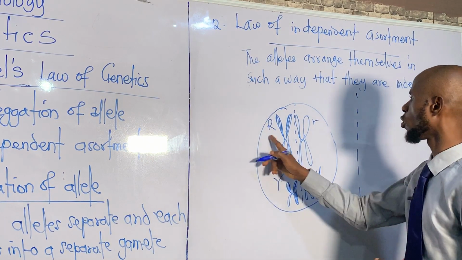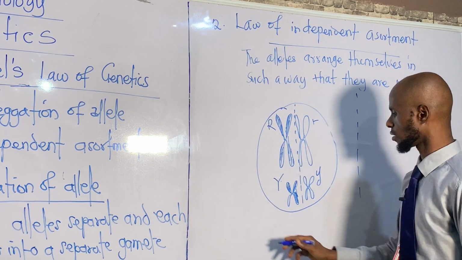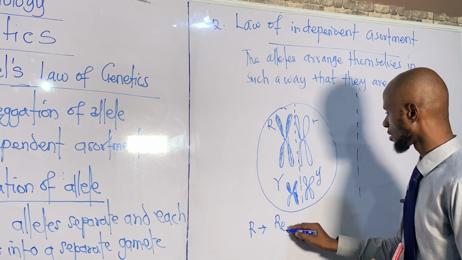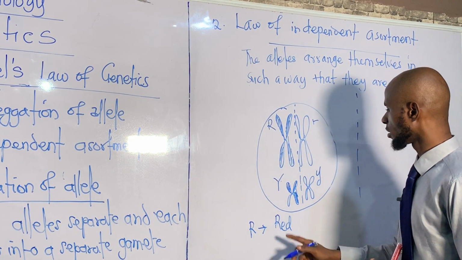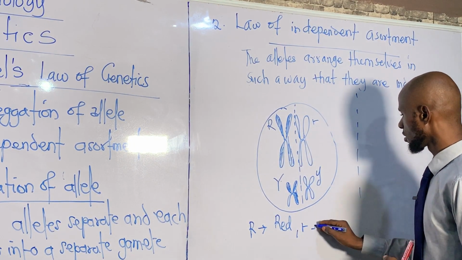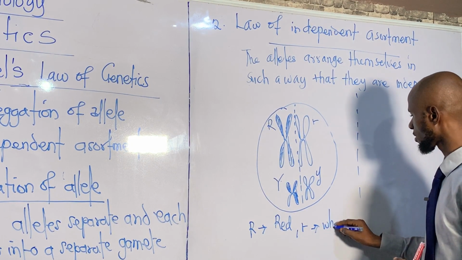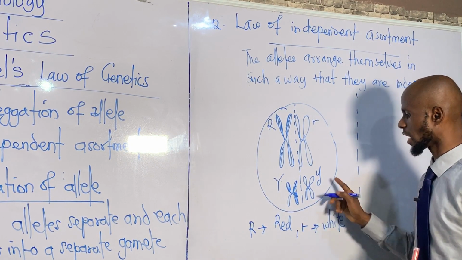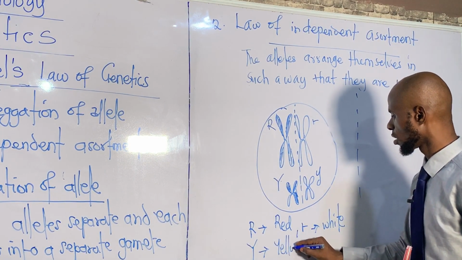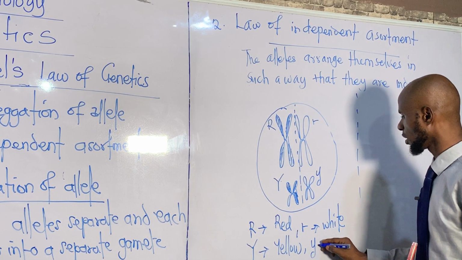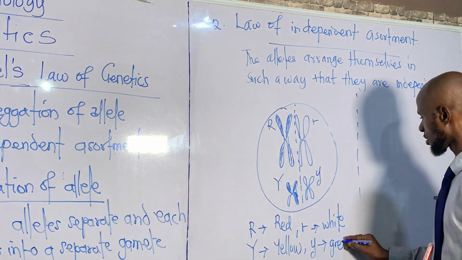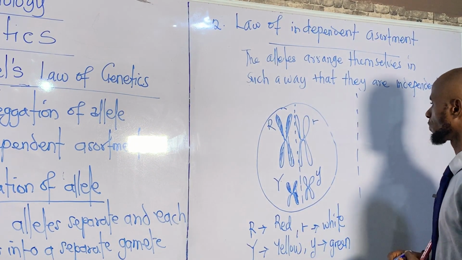Let us define what we mean by big R and small r. The big R represents red, while the alternative form of red is white, so small r represents white. For the Y, the big Y represents yellow, and the alternative form, small y, represents green. This is just for you to understand what I'm doing.